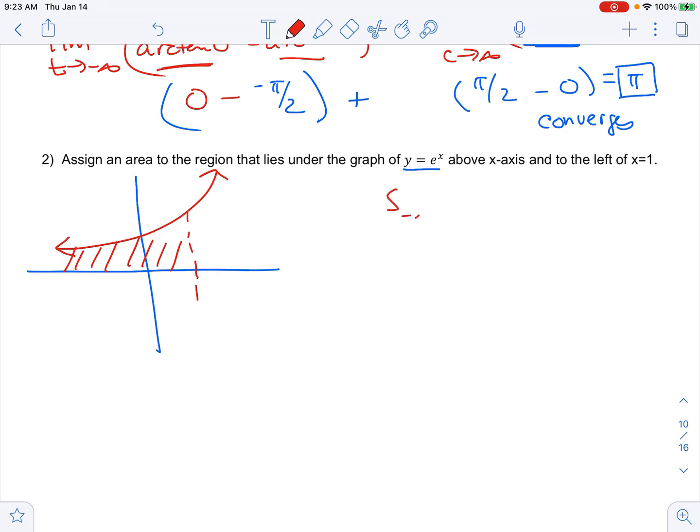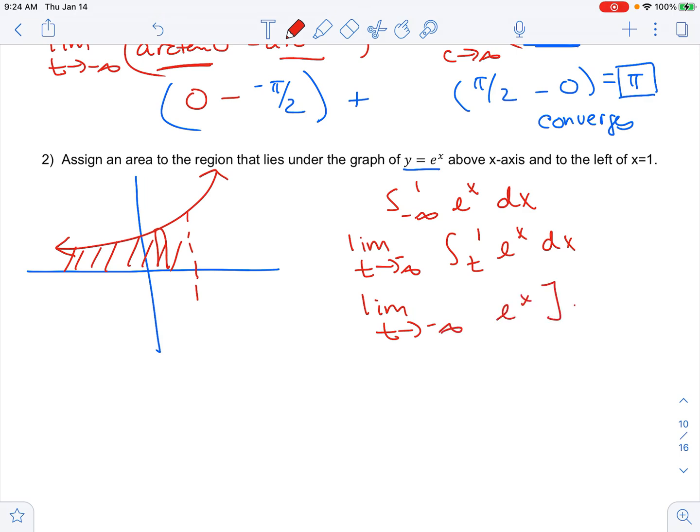So your setup would be, okay, we're going from negative infinity to 1. The area of this function is the height of the rectangle times the width. Rewrite it as a limit statement. Antiderivative of e to the x is still e to the x. Let's plug in our bounds. So this is e to the first minus e to the t. And let's take our limit. The limit of e is still e.